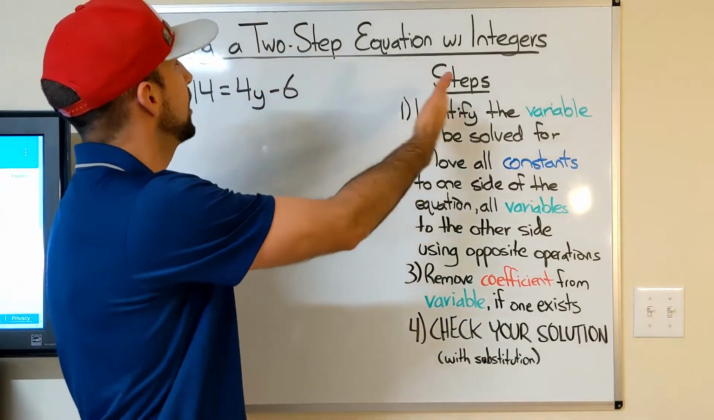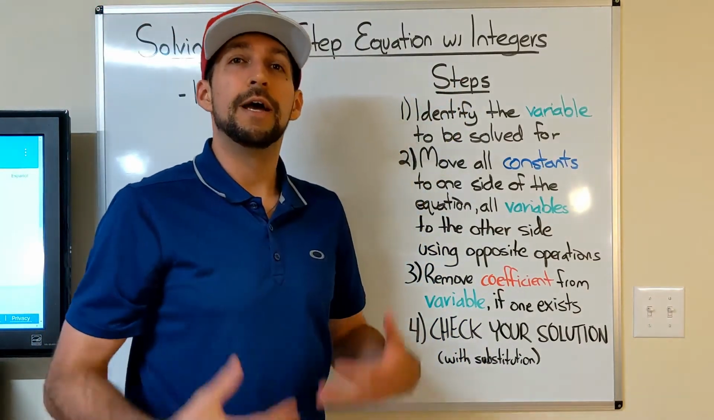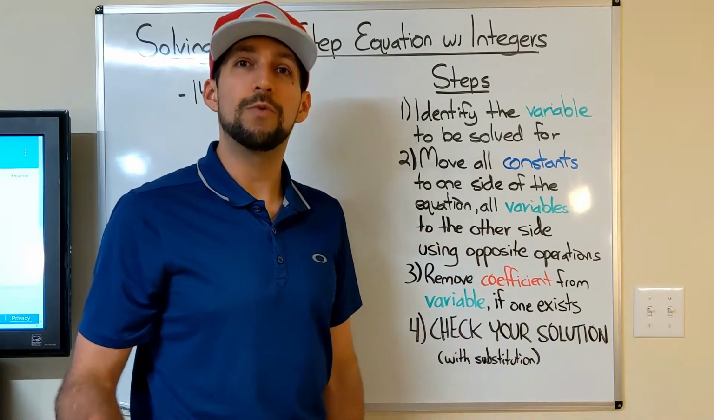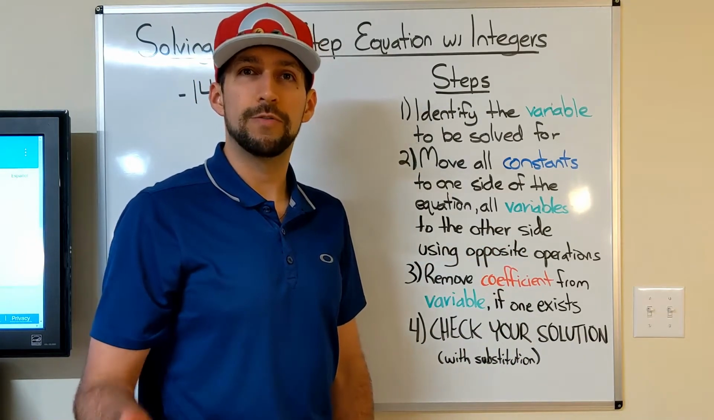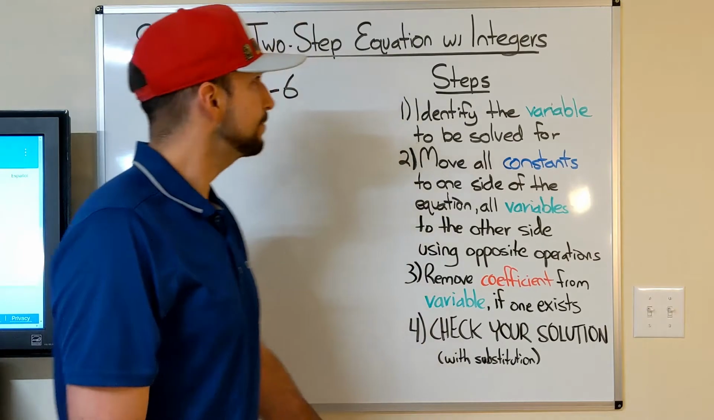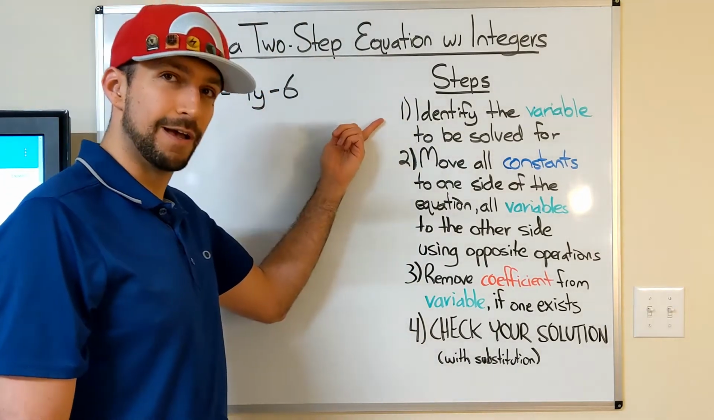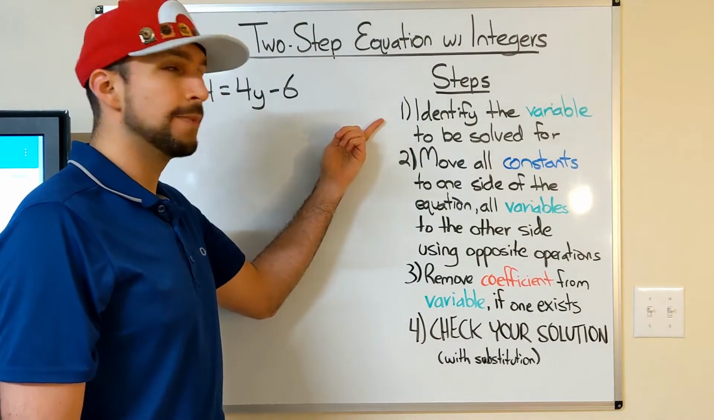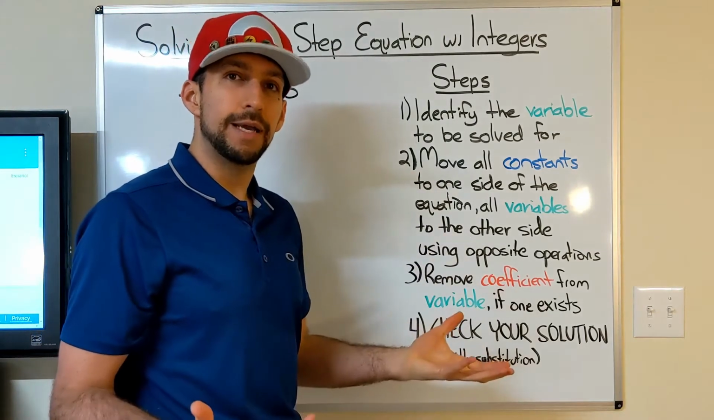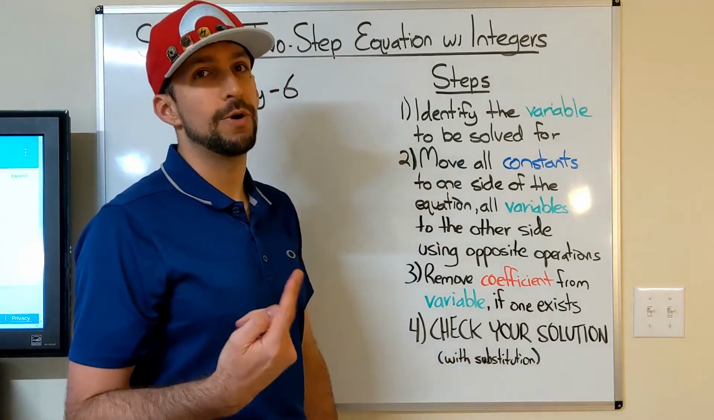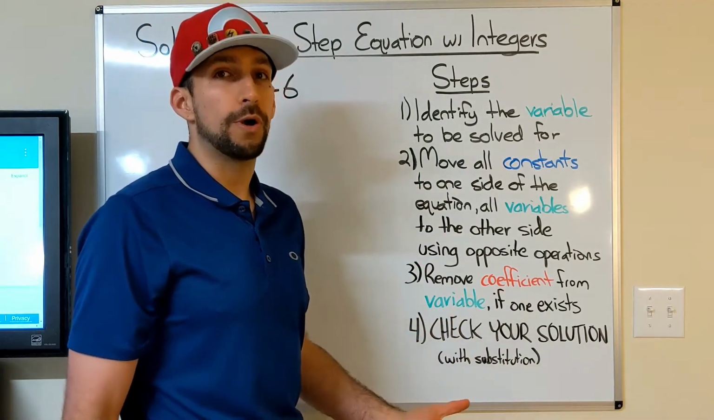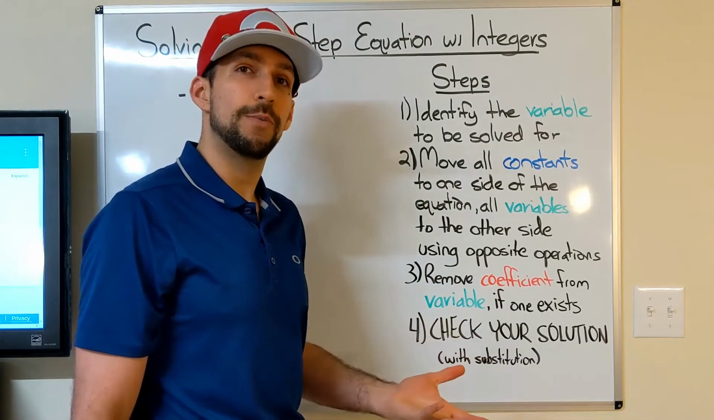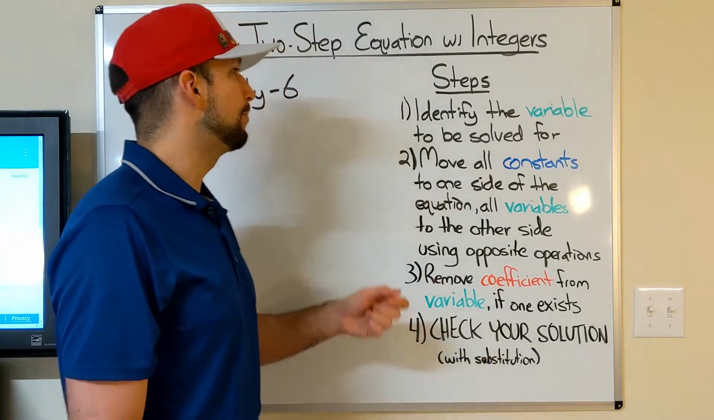Today we're going to be solving two-step equations with integers. Again, I have a list of steps we can take one at a time to make sure we solve this properly and check our solution. First step is going to be to identify the variable we're solving for. Now, this isn't necessary in this type of equation since there's only one variable, but in literal equations or in linear equations, you're going to have more than one variable, and this can still be a useful step.